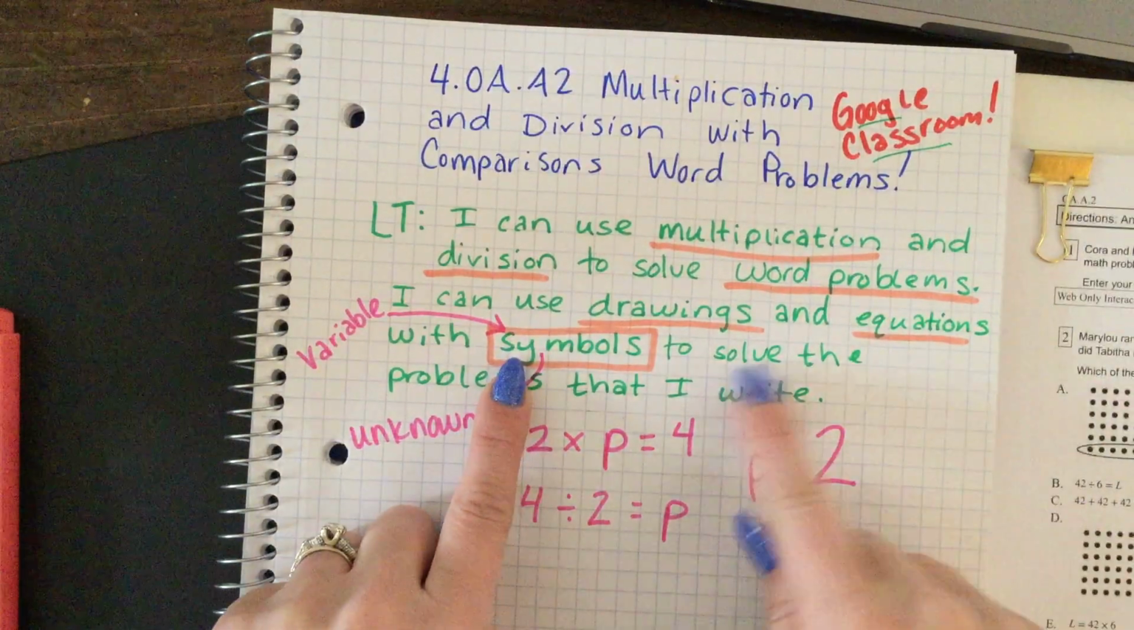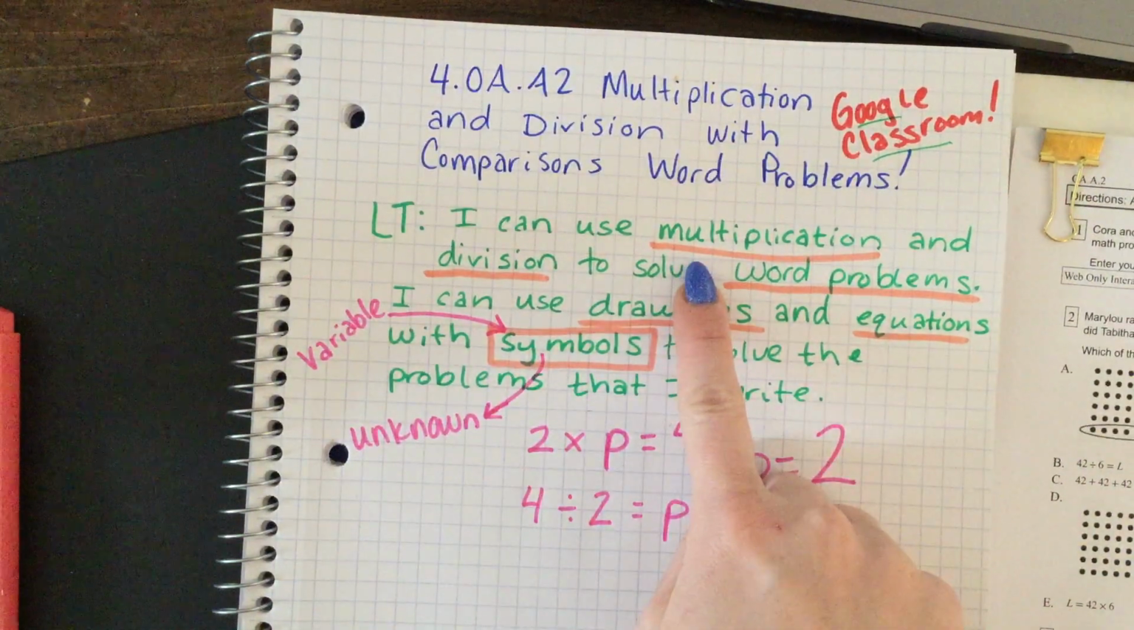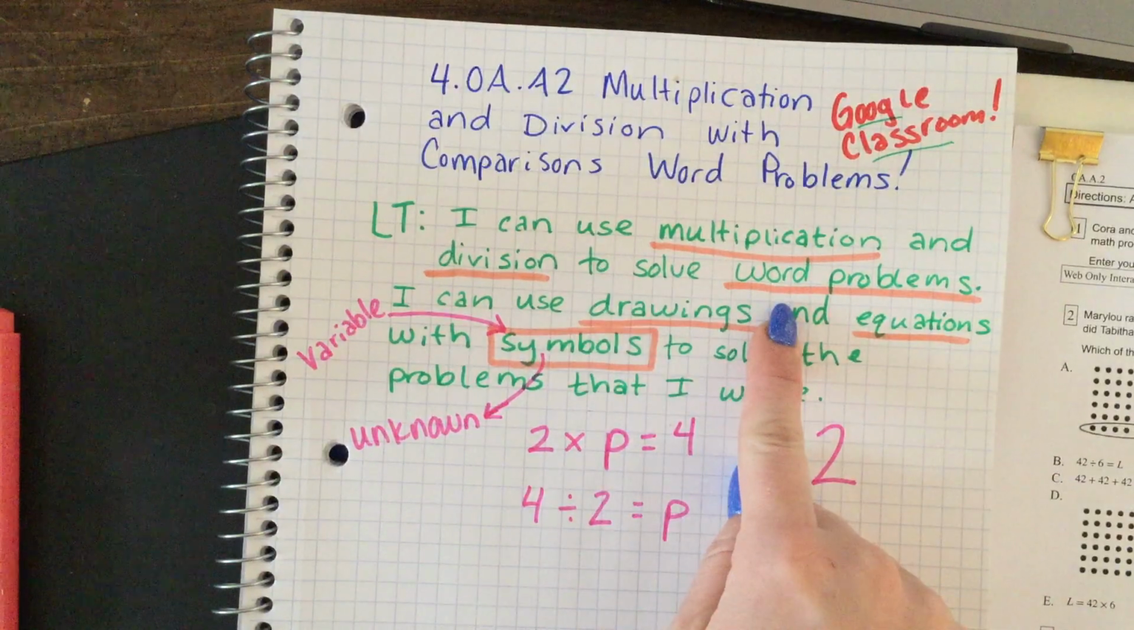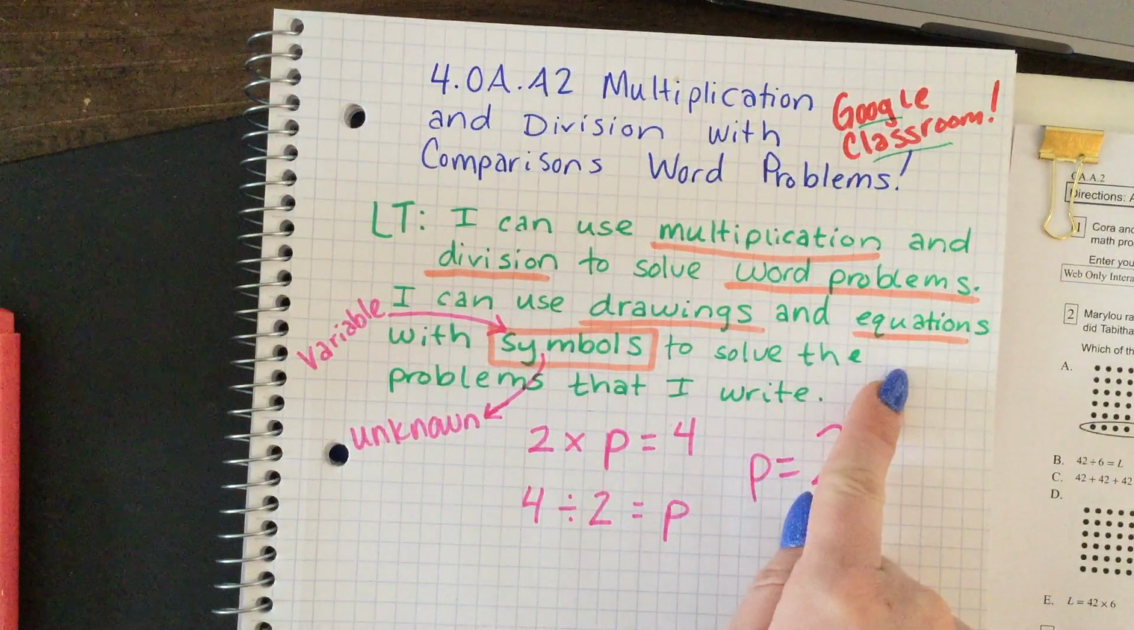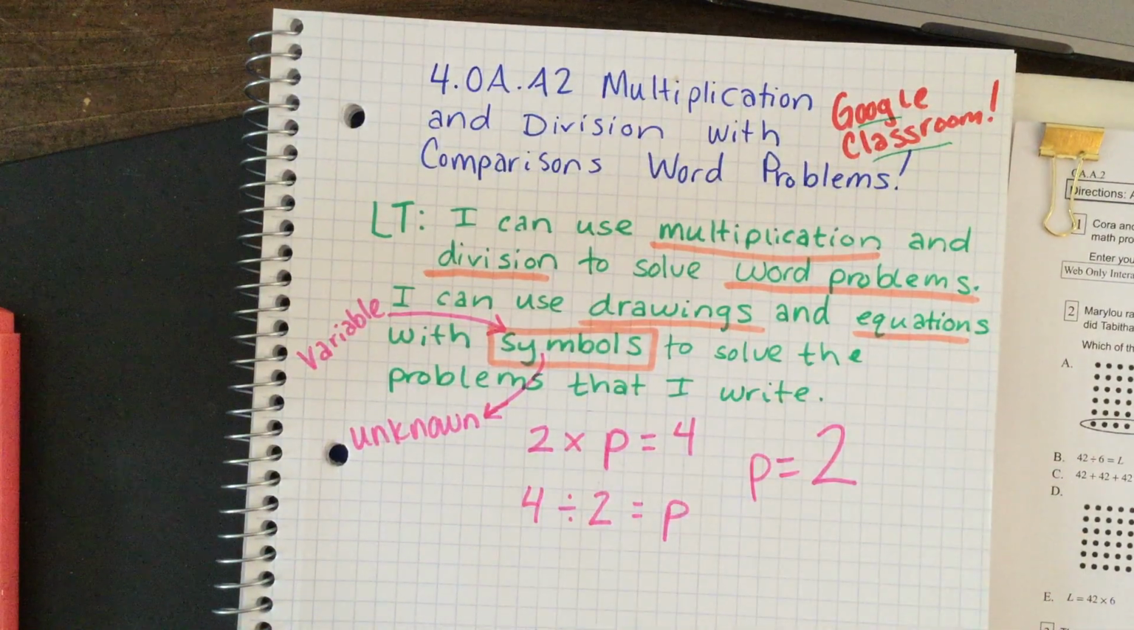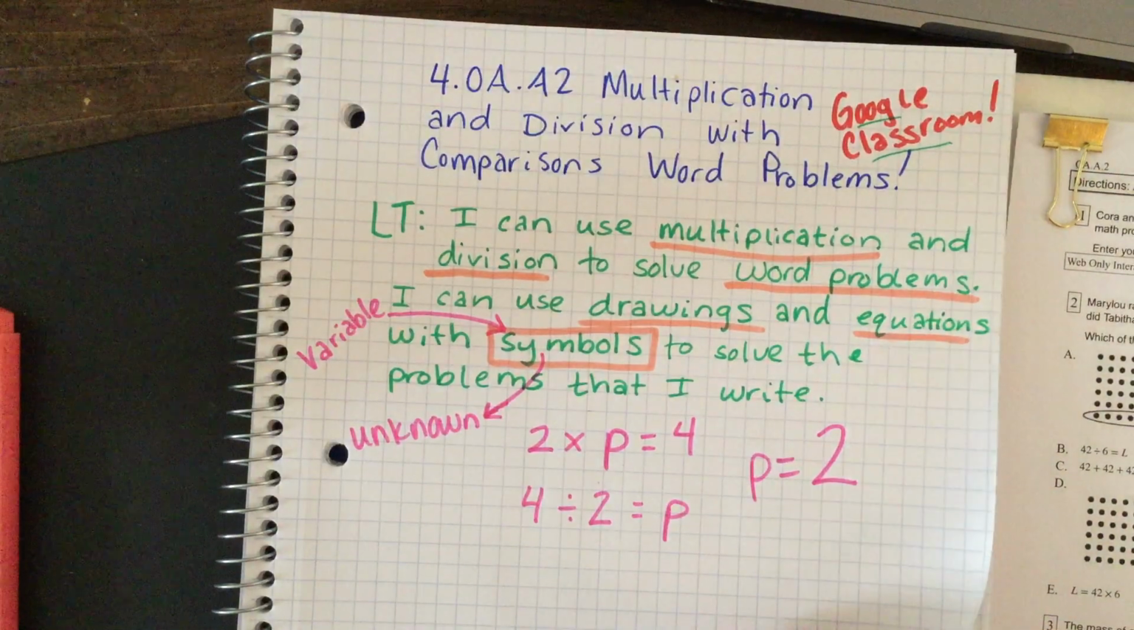So, remember our learning target, get that one embedded in your brain. We're using multiplication and division to solve word problems, and we're using drawings and equations with symbols to solve the problems that we write. Okay, so that's what we're going to be working on.